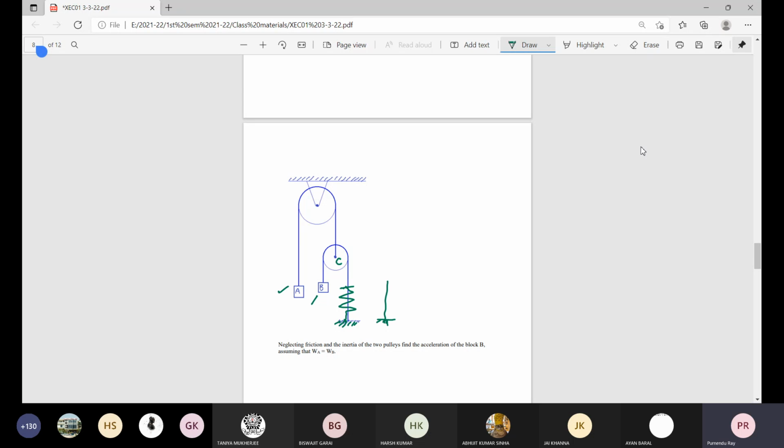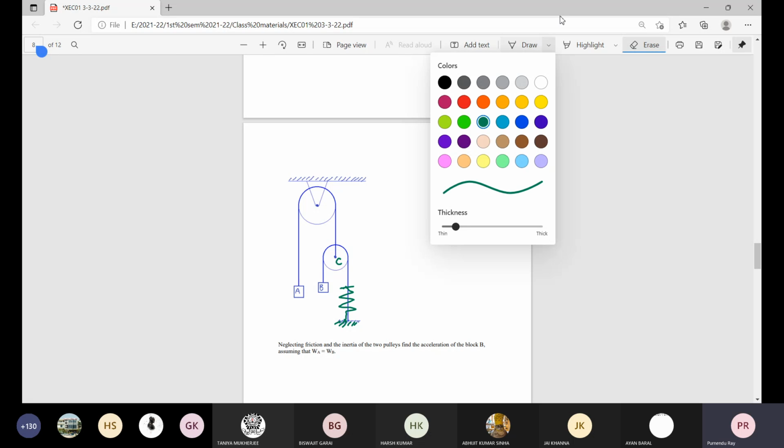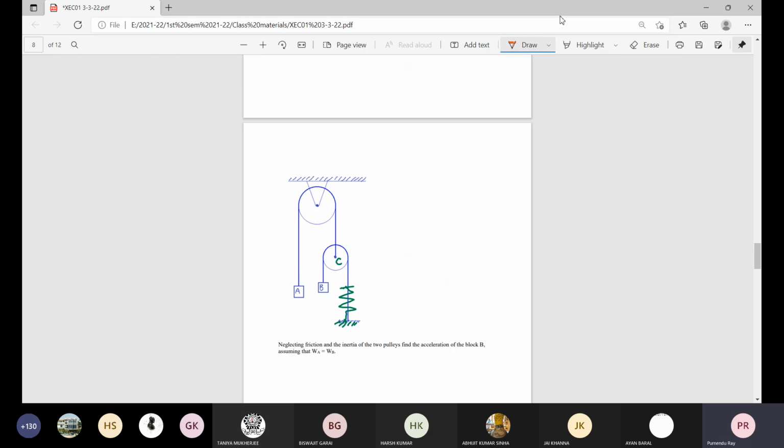Now, what will be the effect of the weights A and B on this spring? What will be the tension developed in the spring? Or even if we consider simple equilibrium, there is no motion. So for that, normally what we need is to understand the property of the spring, this part.